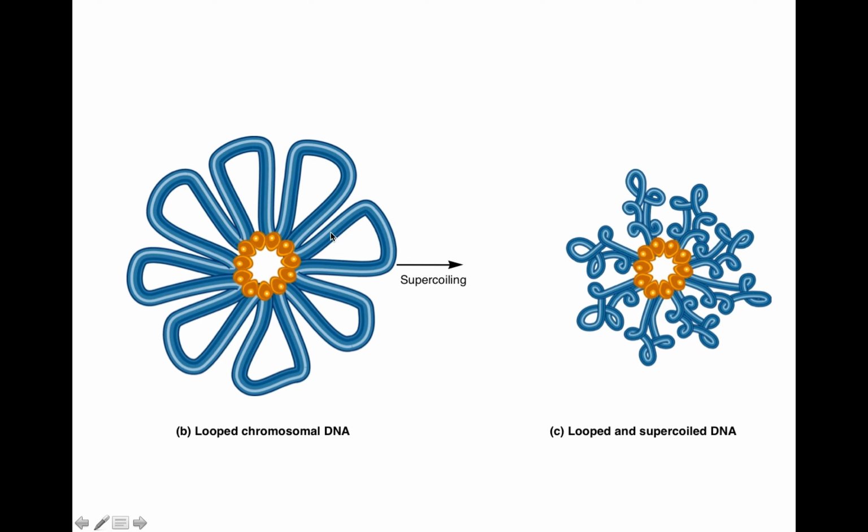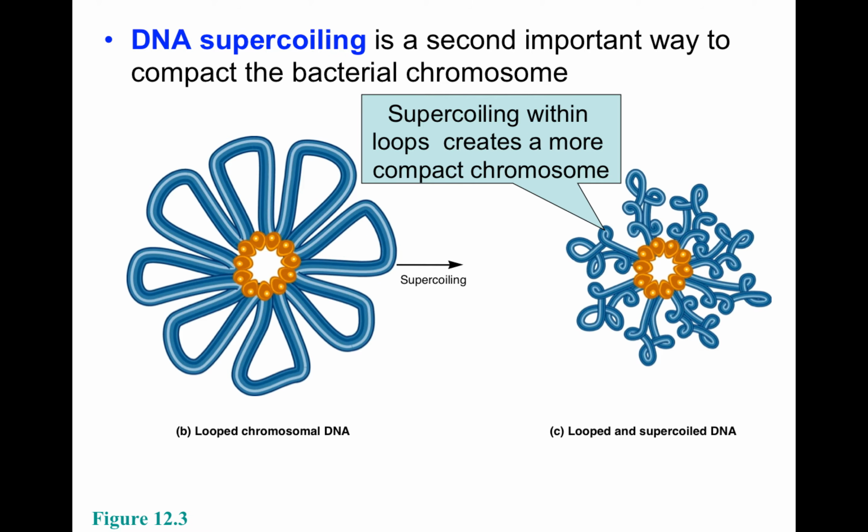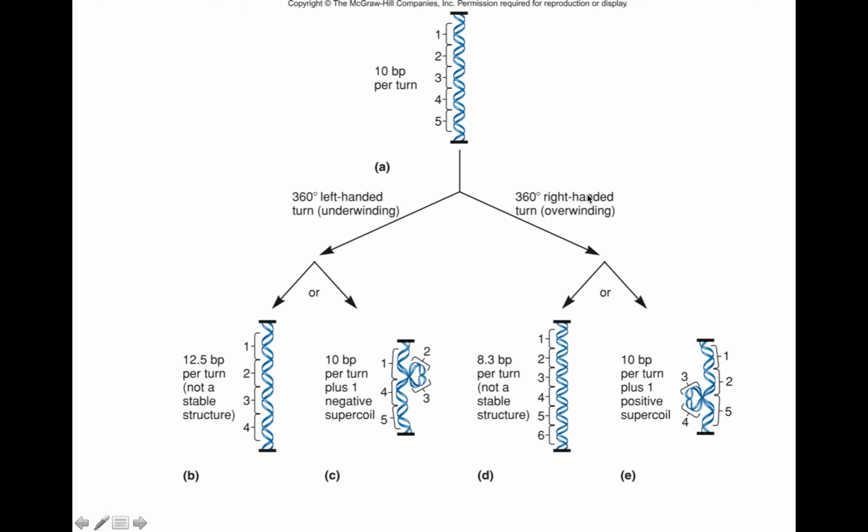Now, in order to get this compact even more, these individual loops become supercoiled. DNA supercoiling is a second very important way to compact the bacterial chromosome. How is this accomplished? Supercoiling within loops creates a more compact chromosome. Well, let's look a little bit at some of the math that's involved in supercoiling.